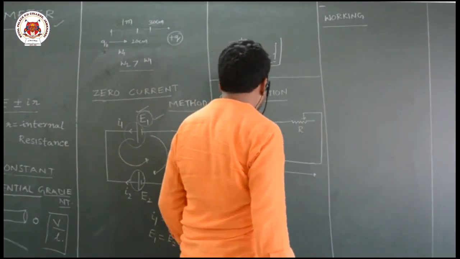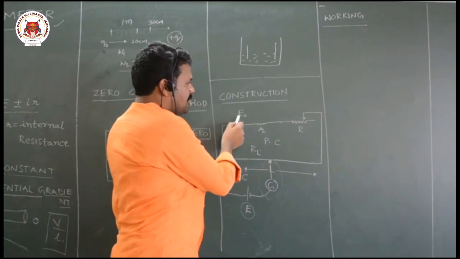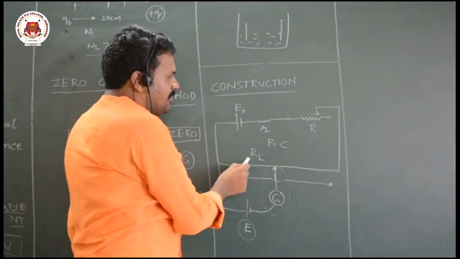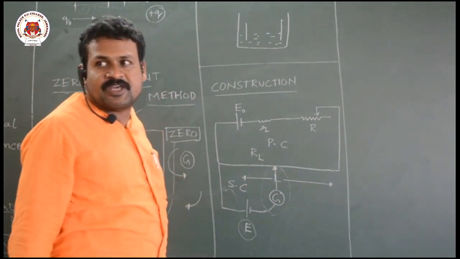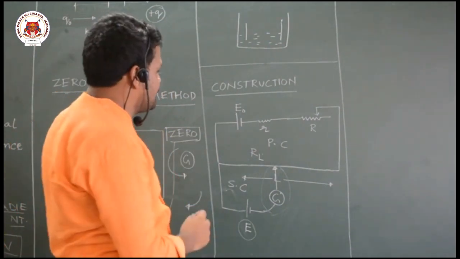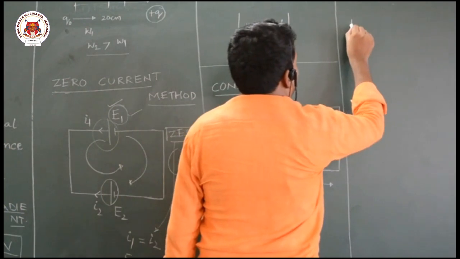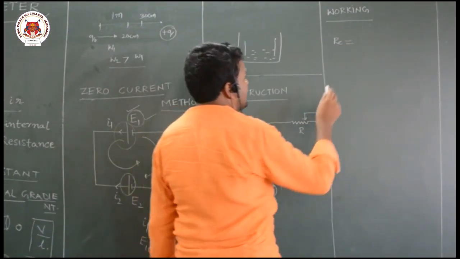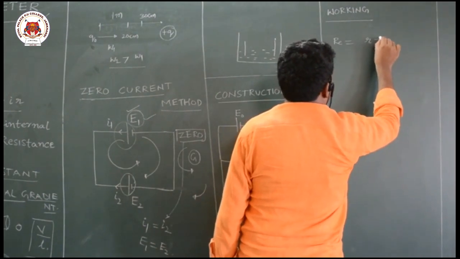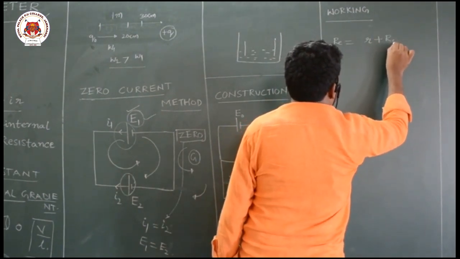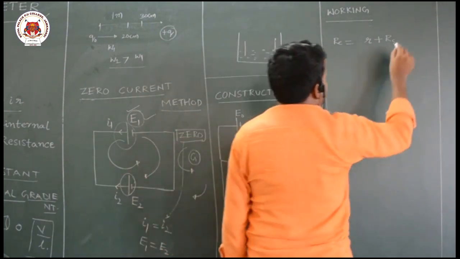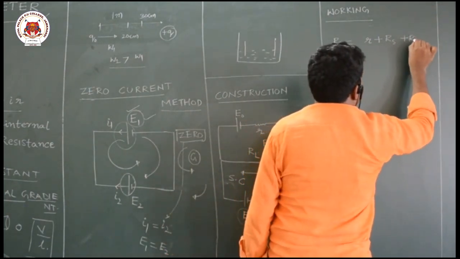Now coming to the working, observe here this E naught, this r and this capital R, RL, all are in series. So the effective resistance will be equal to small r plus R, small r plus RS also you can write, because it is connected in series. Sometimes you can write this as RS plus RL is the effective resistance.